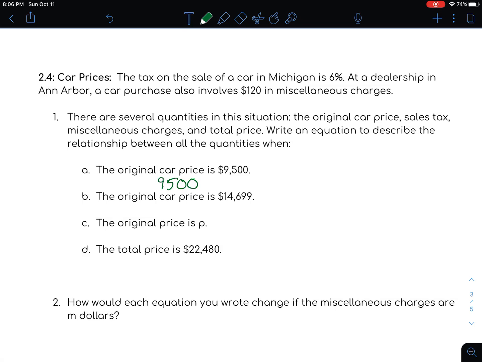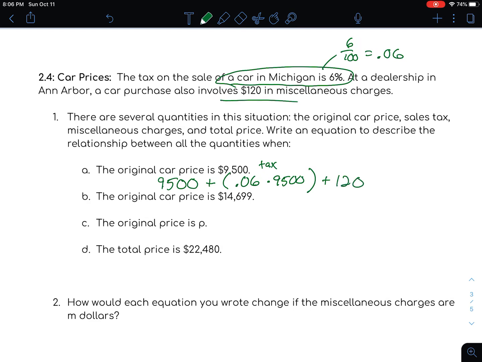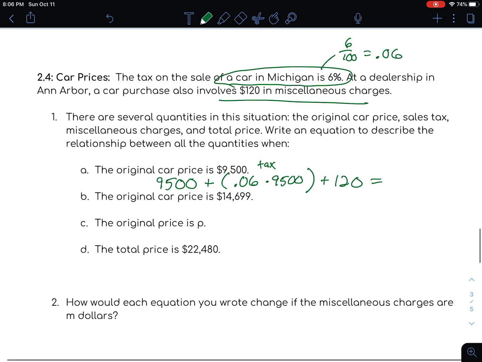So we know we have $9,500. And then we are adding on to that a tax. The tax is 6%. So 6/100ths, remember what we talked about at the beginning, just 0.06. So it's 6/100ths of the original price. So 0.06 times 9,500 would be the tax. Plus another $120 in miscellaneous charges.